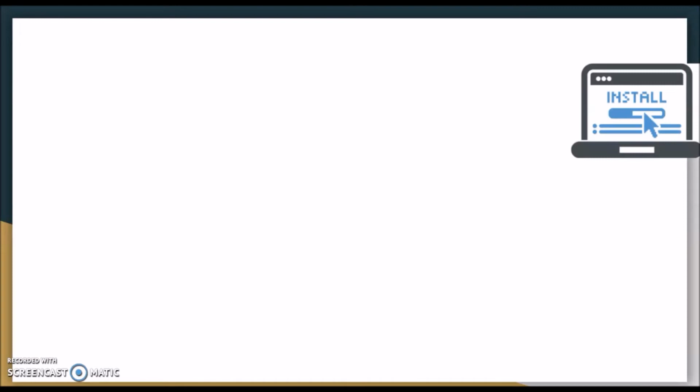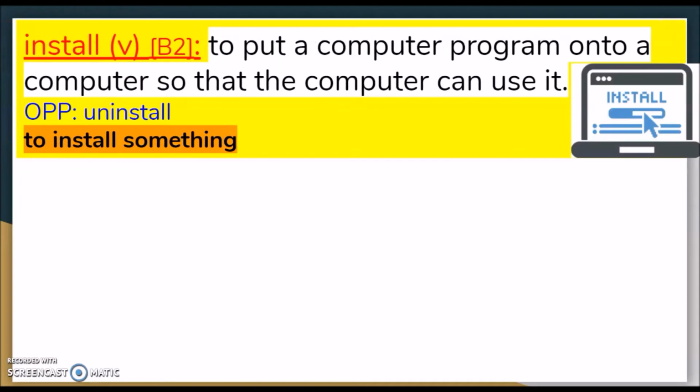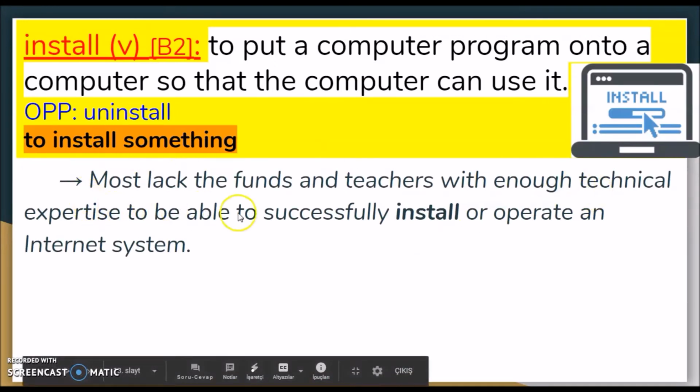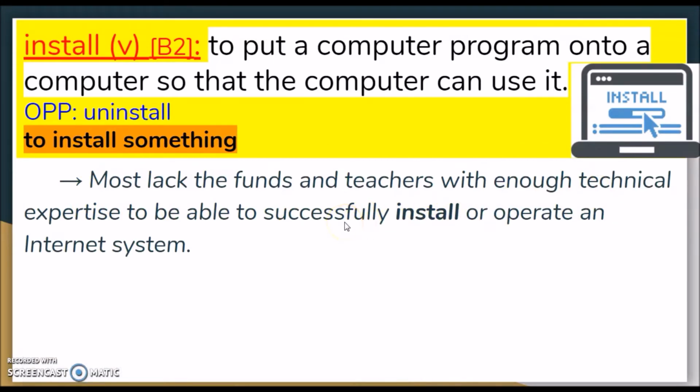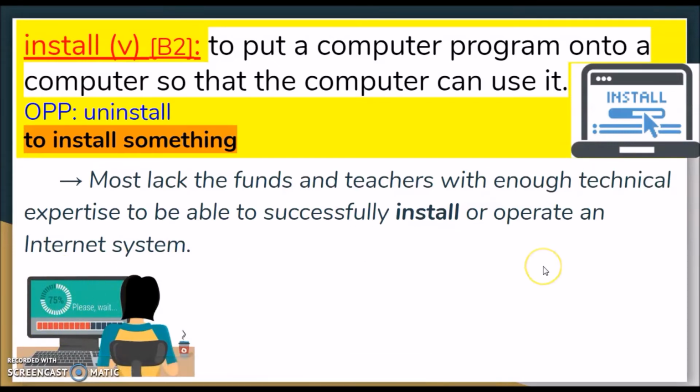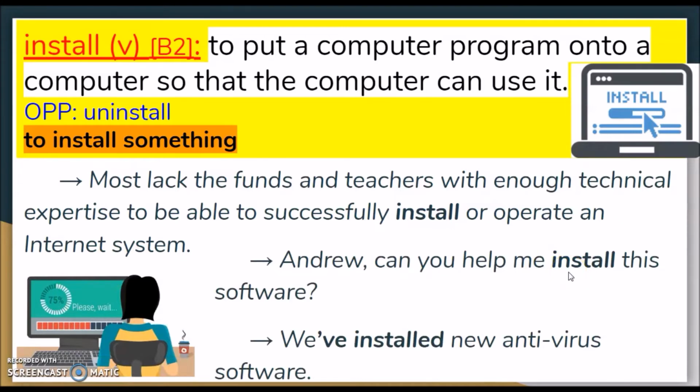The other one is install. So that means to put a computer program onto a computer so that the computer can use it. If you're using your computer in English, you will see that word a lot. The opposite is uninstall. So the same sentence, technical expertise to be able to successfully install or operate an internet system. So install is like this. Okay, it's like, please wait, installing. Andrew, can you help me install this software? Or, we've installed new antivirus software. So we mostly use that word with system or software.